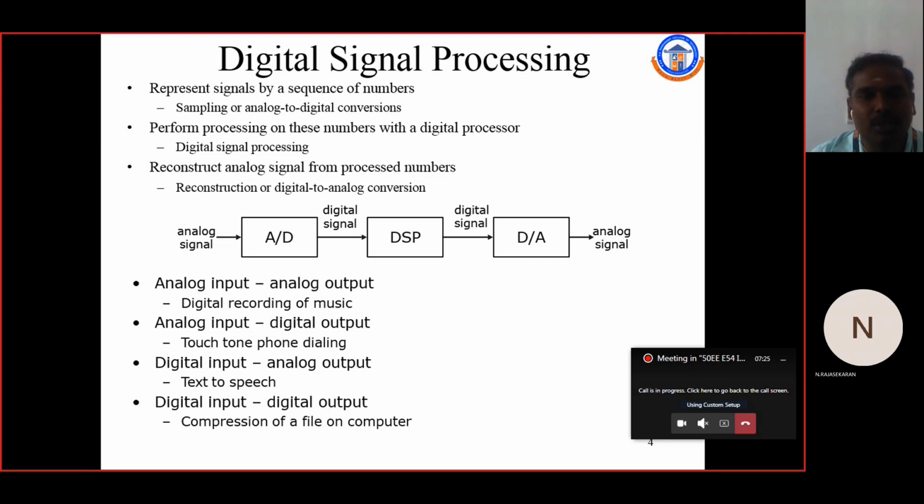Analog input to analog output: digital recording of music. Analog input to digital output: touch tone phone dialing. Digital input to analog output: for example, text to speech. Digital input to digital output: compression of a file on a computer. So these are the different examples of analog to digital conversion.